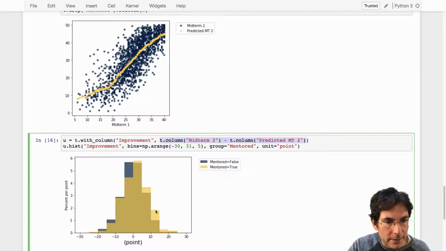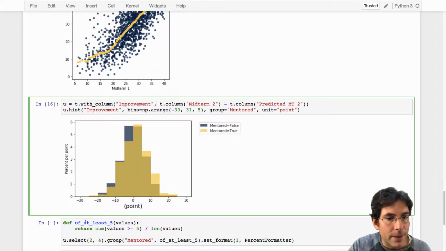And let's look at this bar in particular. These are students who did 10 to 15 points better than expected. That's a bar of width 5 and height 2, so that's 10% of the students in this category of being mentored did 10 to 15 points better on midterm 2 than we would have expected based on their midterm 1 score, versus only 5% of the students who did not participate in mentoring. That's a quantification of the effect that we cared about in the first place, because we're comparing a control to a treatment, and we're measuring some reasonable way of quantifying improvement between midterm 1 and midterm 2.